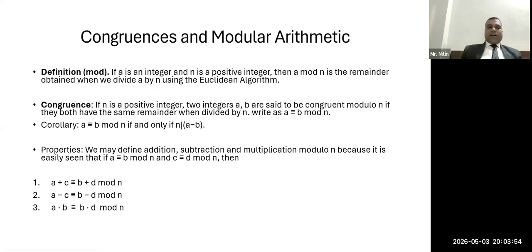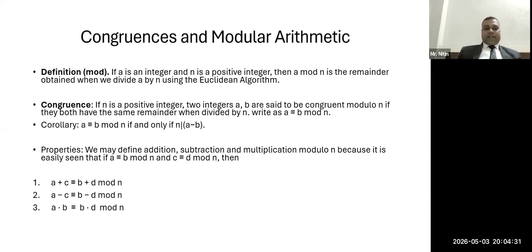How do we define this? A particular number a, and a second number n, which is a positive integer. Then a mod n is the remainder obtained when we divide this integer a by n. That is equal to the remainder obtained by dividing this integer by n.